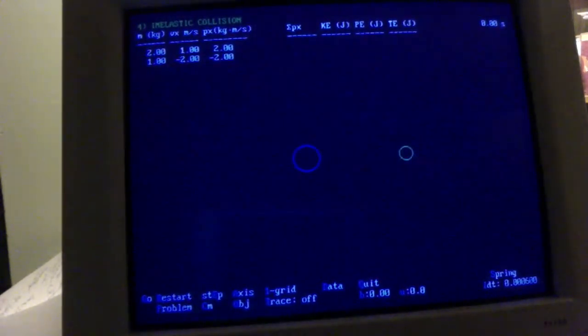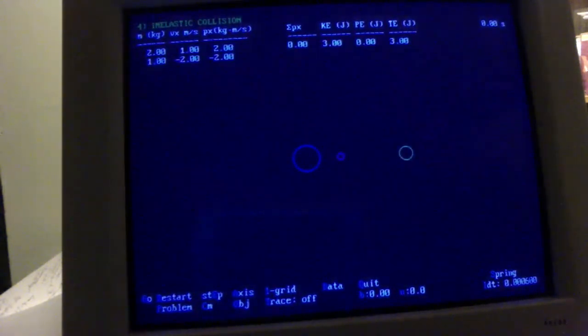Now, what do you think is going to be the outcome of this collision? It's inelastic. They're going to hit and stick. There's the data. You find the final velocity. Here it goes. Very good. Let's take a look at the center of mass.